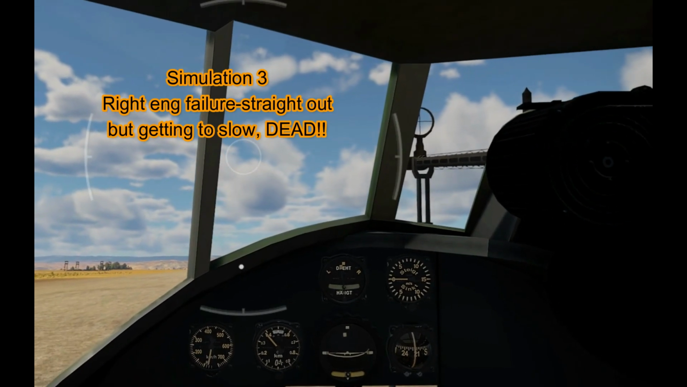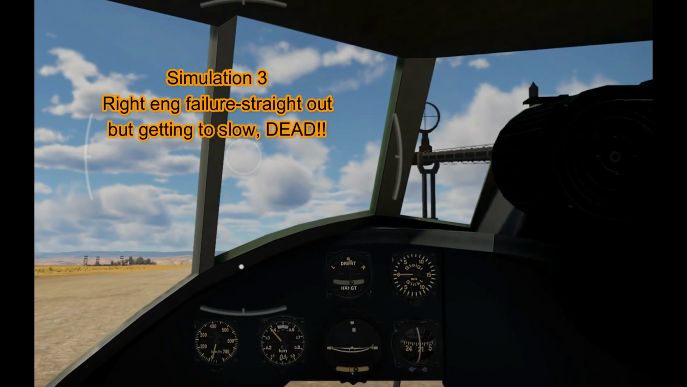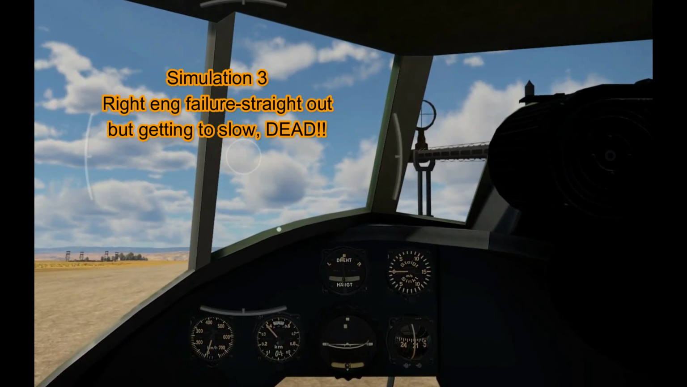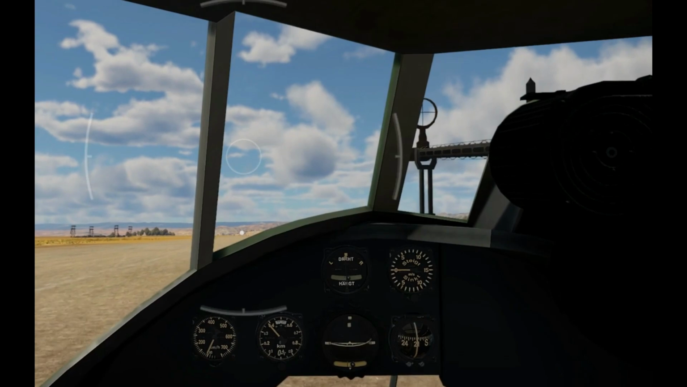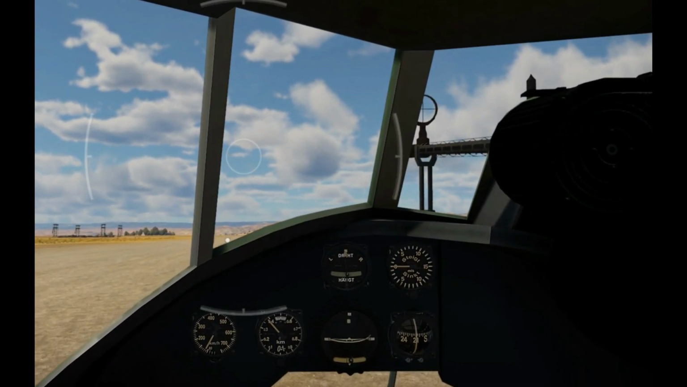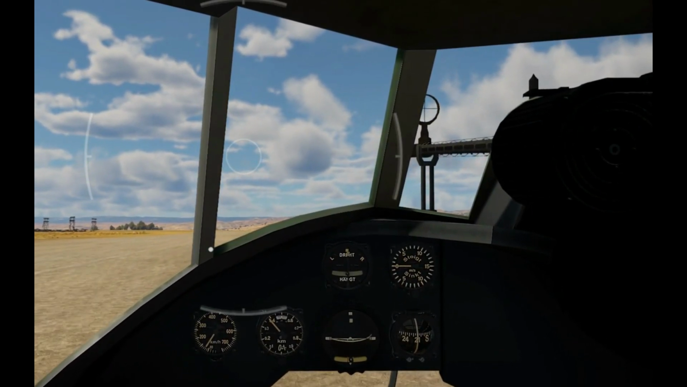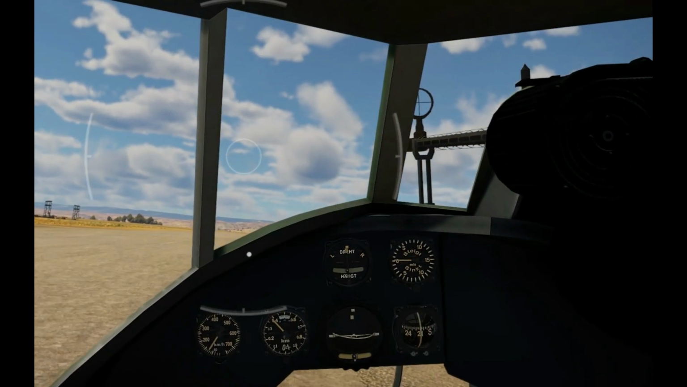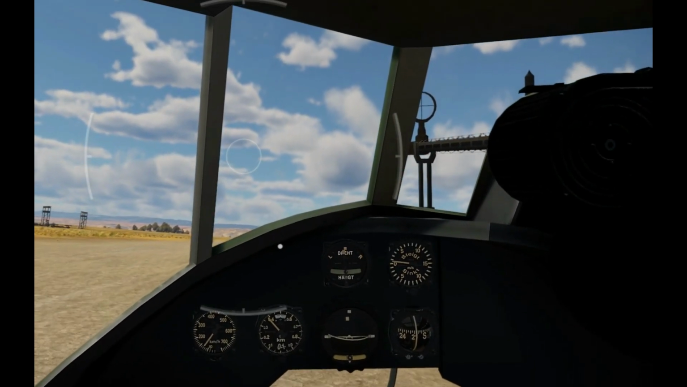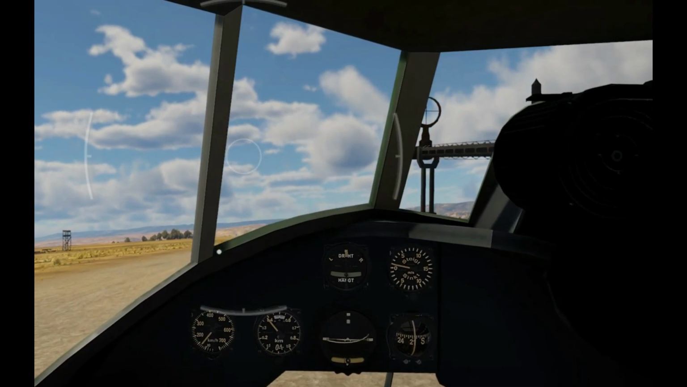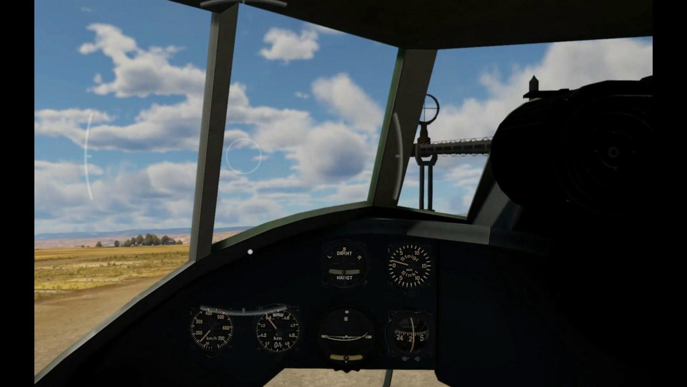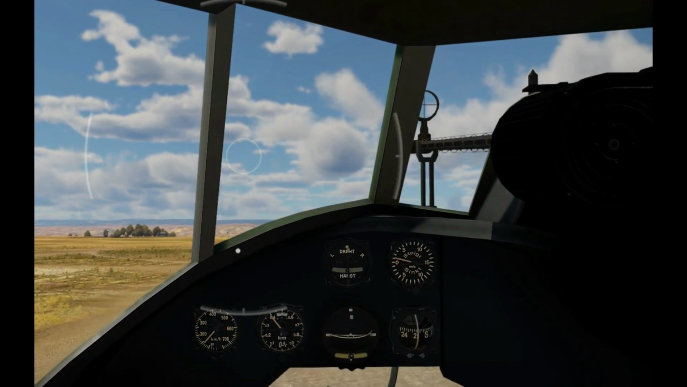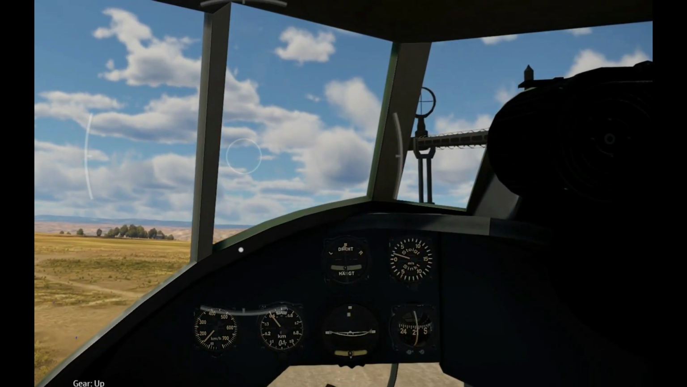Power up. Airspeed. 80, so that's okay. Come on. Come on, there we go. Okay. Lots of brake, but we're still not at VMC yet. Pulling the gear. Flaps are up.